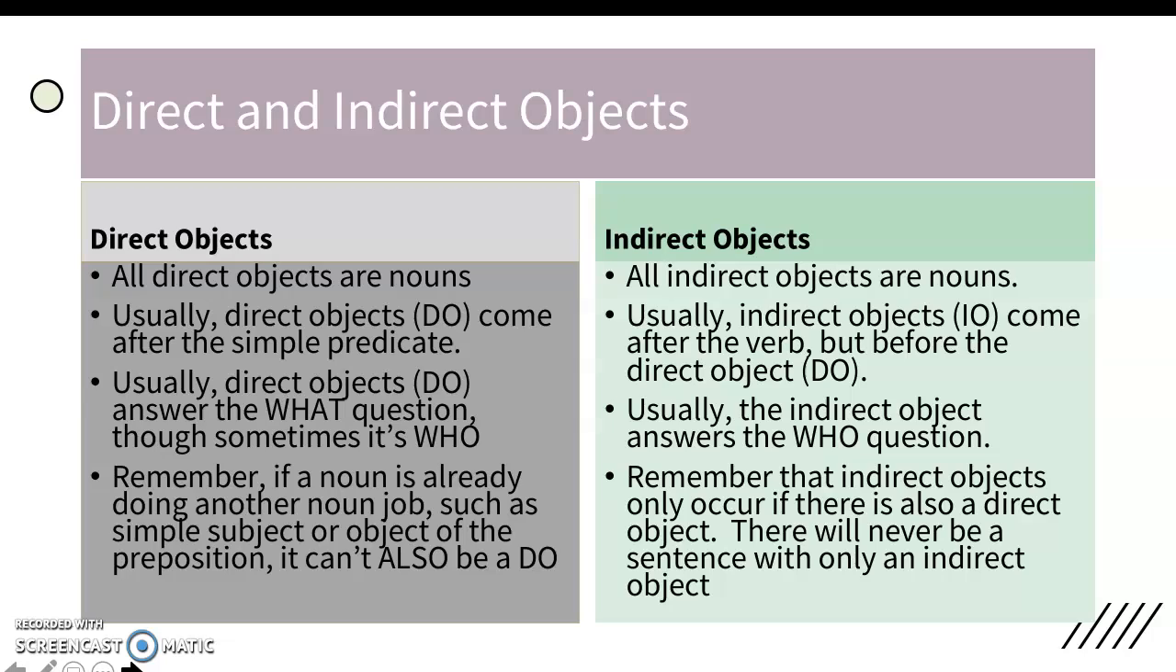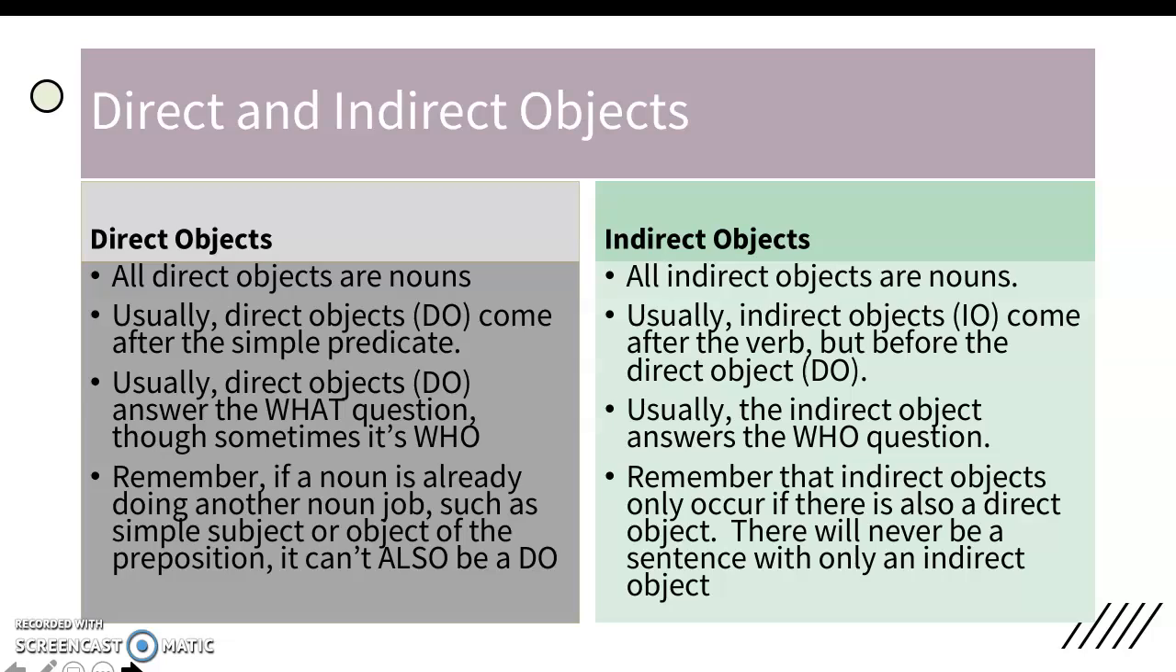All right. Not all sentences have direct and indirect objects, but when you encounter them, you need to know that each of them, direct objects and indirect objects, will always be nouns. This is another noun job that a noun can do. So they're always going to be nouns. Another important thing to note about direct and indirect objects is that they always come after a simple predicate. Okay? So when you're asking yourself, is there a direct object or where is the direct object, you're looking after the simple predicate and you're looking for a noun.